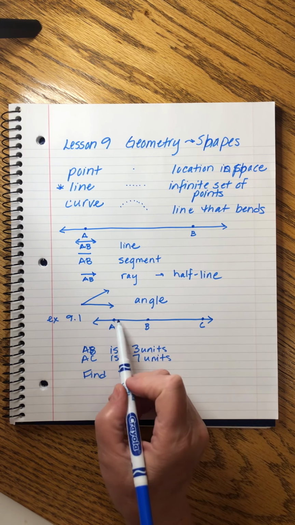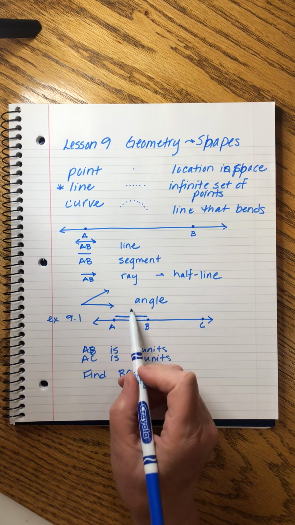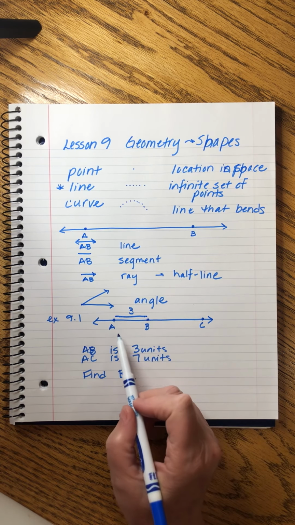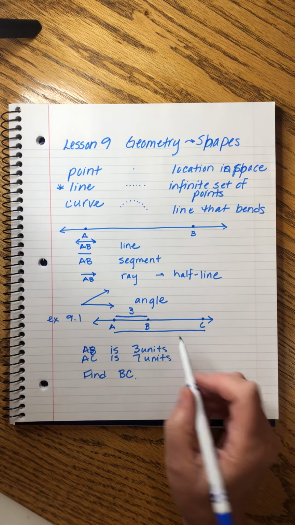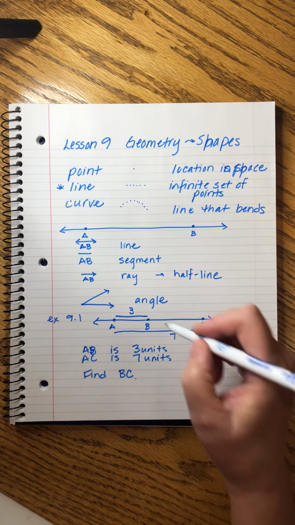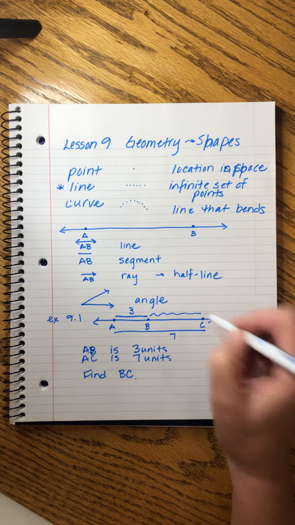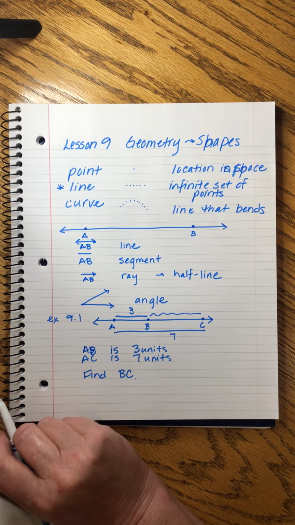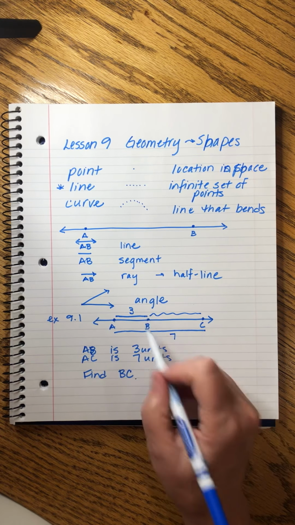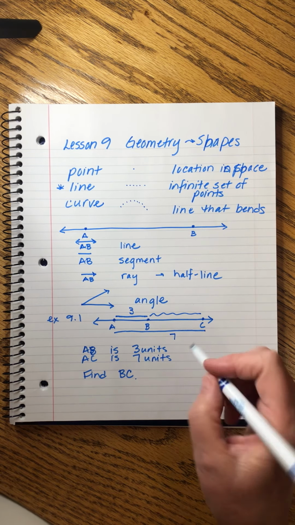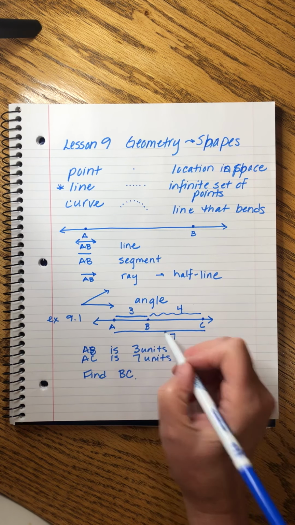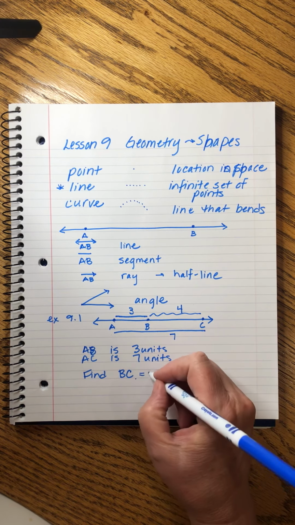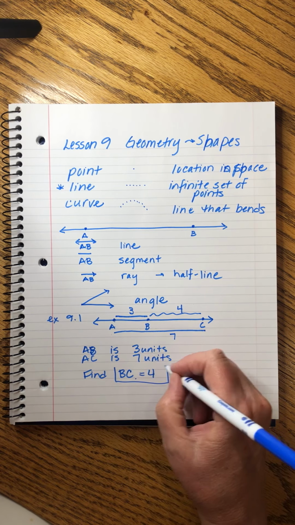Okay, so AB is 3 units. That's this chunk, right? And AC, I'm going to draw that underneath so I don't write all over myself. That is 7 units. We're supposed to find that chunk. Well, once we see it in the picture, it becomes really clear that this must be 4 because it has to add up with this other one to become 7, right? So we can say BC equals 4.